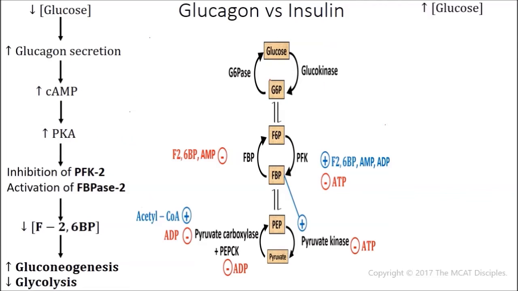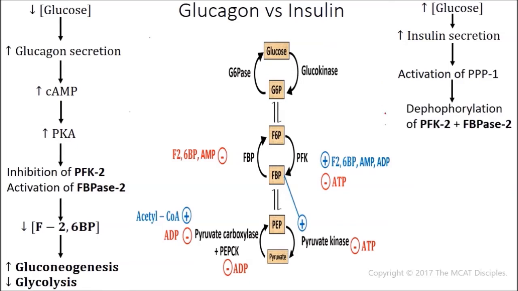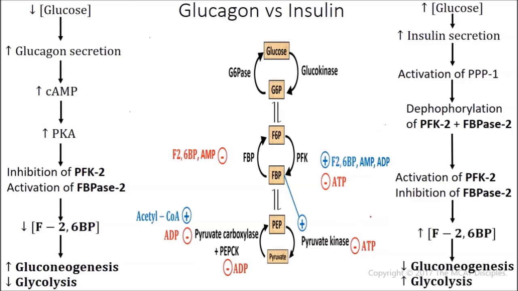How about we increase glucose levels? Well, that'll increase insulin secretion by the beta cells of the pancreas. That'll increase the activation of phosphoprotein phosphatase 1. That'll cause dephosphorylation of PFK2 and fructose bisphosphatase, and the activation of PFK2 and the inhibition of fructose bisphosphatase. Of course, that's going to increase the concentration of fructose 2,6-bisphosphate. That's going to decrease gluconeogenesis and increase glycolysis. That all just makes sense. Not complicated.